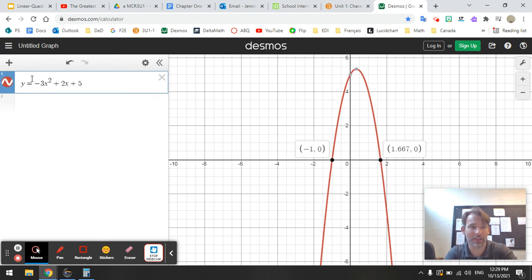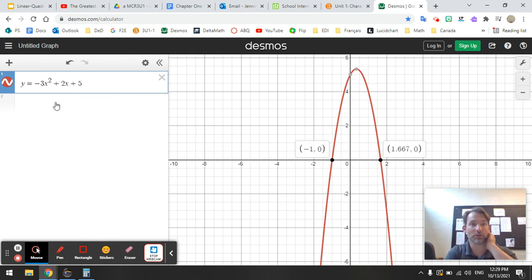Okay, it will factor cleanly. It will factor on integers, but it's hard to find the nice factoring of that. So what you could do is use quadratic formula, and it will output negative 1 and 1 and 2/3 as the answers to the quadratic formula for this quadratic. So that's how you can find the roots very easily with the quadratic formula.